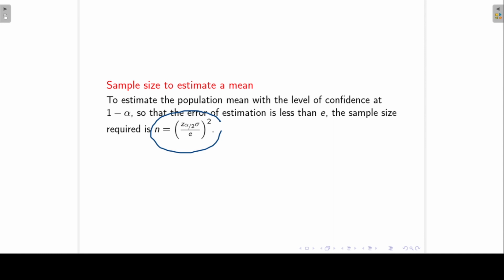Now, for the population standard deviation sigma, what we usually do is we use information from previous studies to estimate that sigma, or we take a preliminary sample and use the sample standard deviation to estimate for sigma.